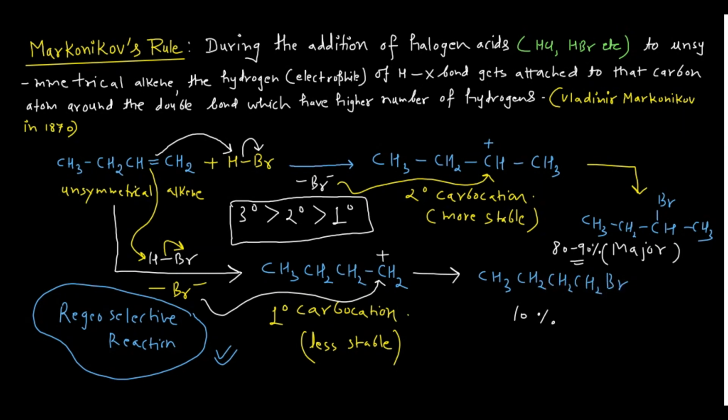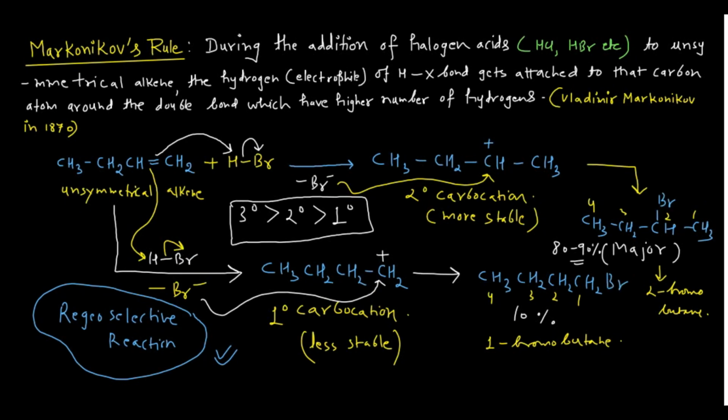If you want to write the IUPAC name for this, this is 1, this is 2, this is 3, this is 4. So the IUPAC name is 1-bromobutane because 4 carbons are there. Similarly, this is 1, this is 2, this is 3, this is 4. So this product, I am writing here, is 2-bromobutane. So 1-bromobutane and 2-bromobutane are positional isomers because the position of the Br is changing in the two products.